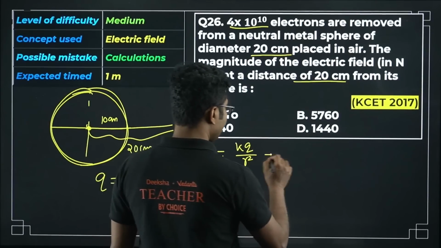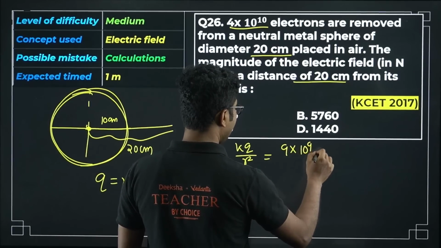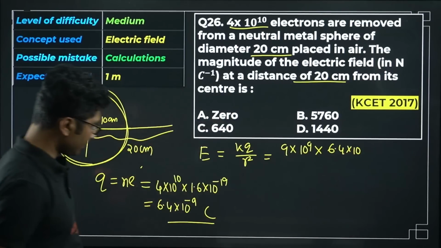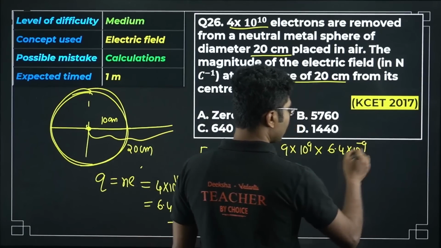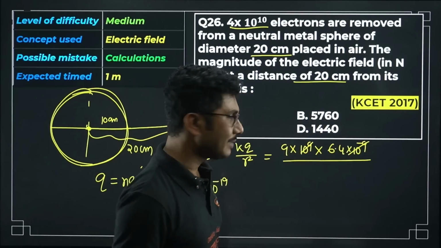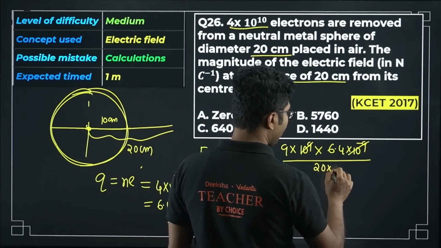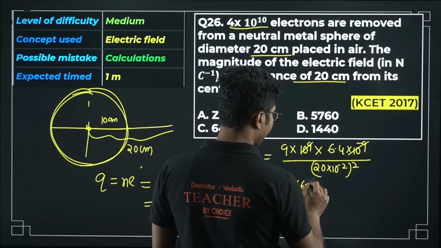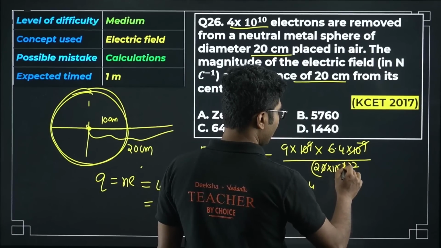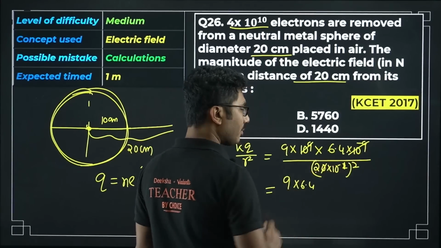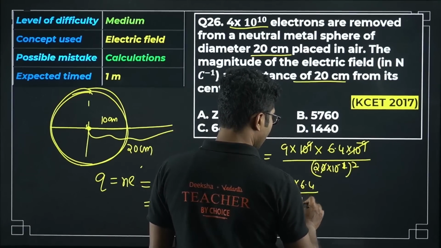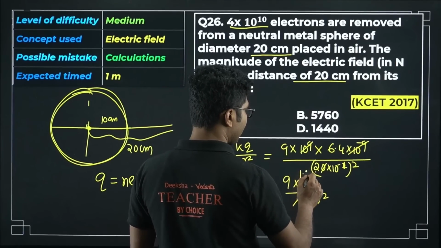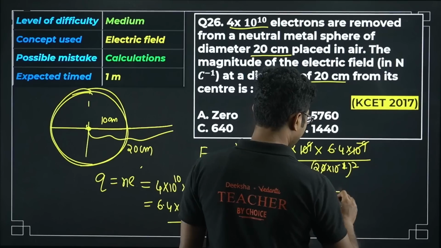Now we have to put the values. So K is 9 into 10 to the power of 9, and Q we have already calculated, 6.4 into 10 to the power of minus 9. So they cancel, and the distance is given as 20 centimeters. So 20 centimeter means 20 into 10 to the power of minus 2 whole square. So it will be 9 into 6.4. You can cancel one of the zeros, so it will become 2 into 10 to the power of minus 1. So 2 square is 4, and 10 to the power of minus 1 whole square is 10 to the power of minus 2. So you can again cancel one of them, so 1.6.